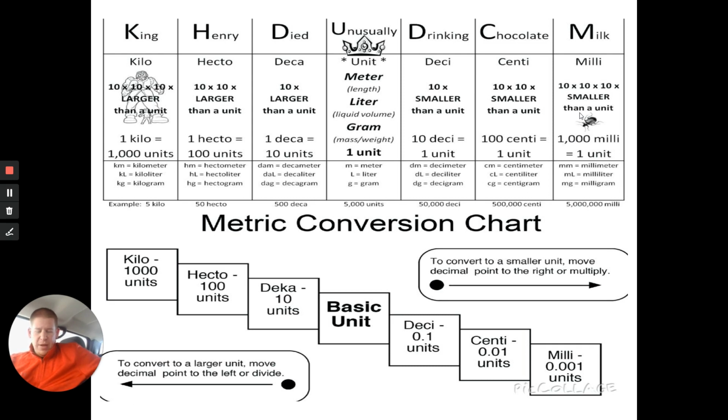Down at the bottom of this page, we have another way you can look at metric conversions, the stair method, where we start here with kilo, and as we go down the stairs, we get smaller to our basic unit, and even smaller. If we go up the stairs, we're getting larger. If we are moving to the right, we move the decimal to the right, moving to the smaller unit, and we would be multiplying. If we're moving to the left, we move the decimal to the left, we're dividing, and our unit is getting larger.